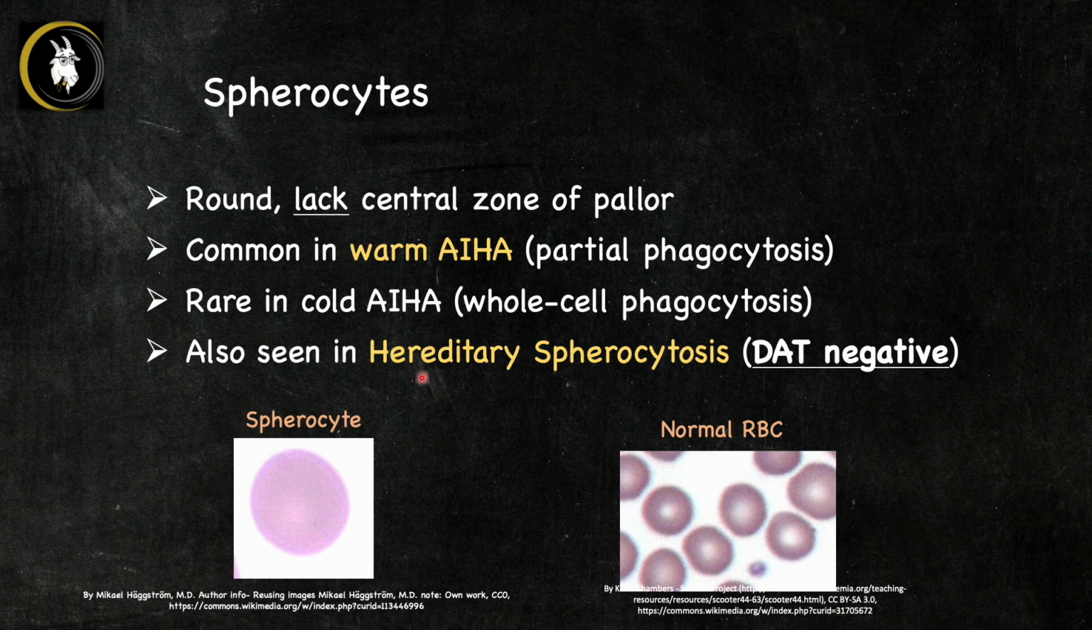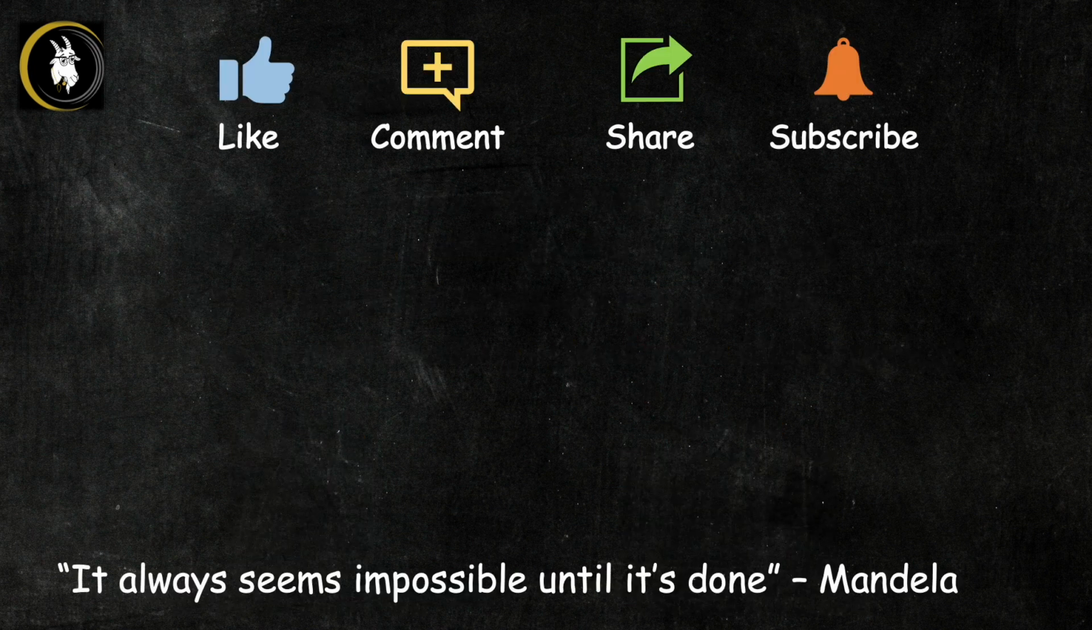And then finally, there's another condition that causes hemolytic anemia called hereditary spherocytosis. This is an inherited mutation in the red blood cell membrane anchoring proteins, so this is not an autoimmune problem. Therefore, the key tip-off is that the direct Coombs test in hereditary spherocytosis will be negative, and that's how you can tell this apart from spherocytes that are caused by AIHA.